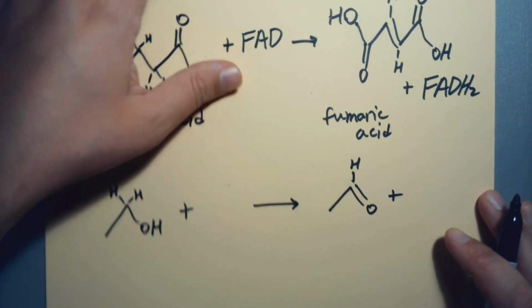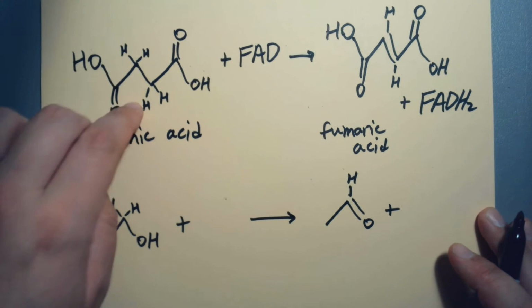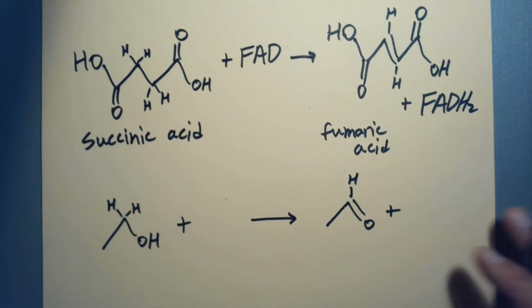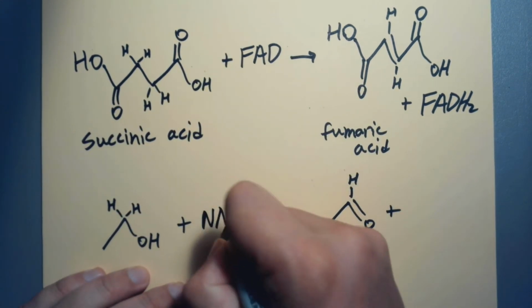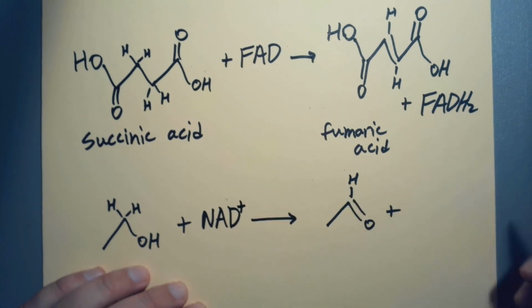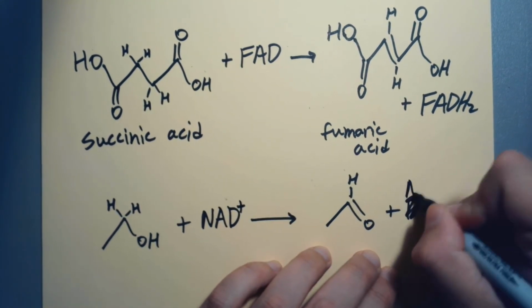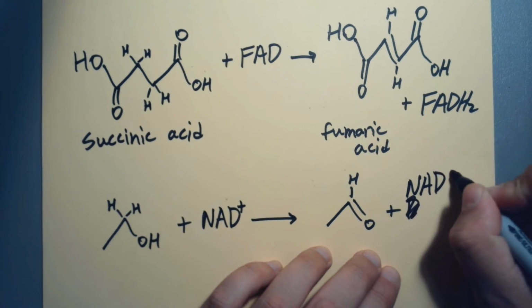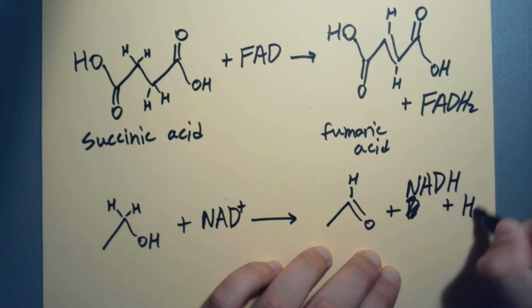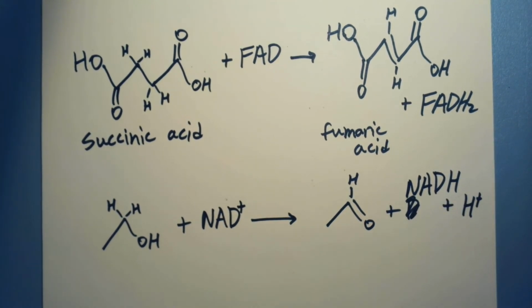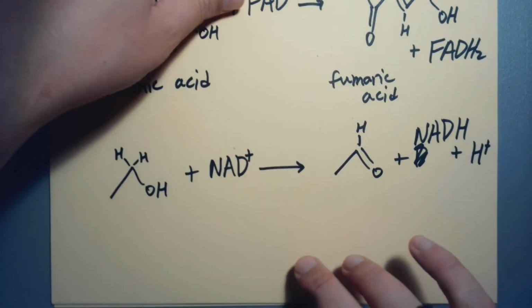Well, as you see above, FAD would be for when I'm adding double bonds. So it must be NAD plus because I'm changing the number of carbon-oxygen bonds. And so that means I'm going to get NADH, and I'm going to get an H plus. So I actually get 2 more things over here. Those are separate.